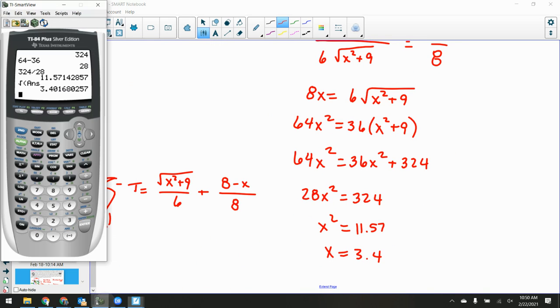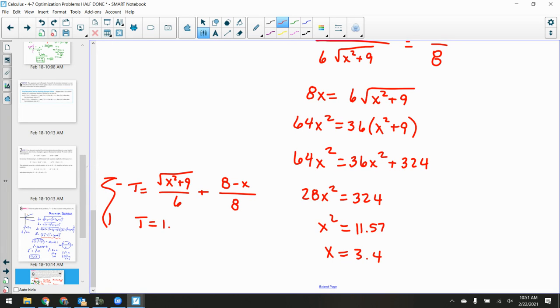So let's plug it in to find the time. I'm just going to use this 3.4. I have the square root of 3.4 squared plus 9 divided by 6 plus 8 minus 3.4 divided by 8. So let's see, 1.33. Time is 1.33 hours.